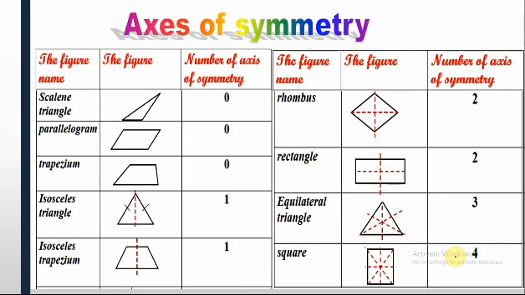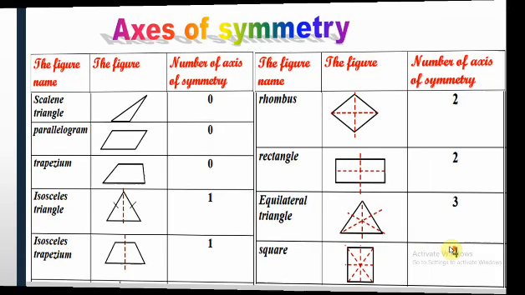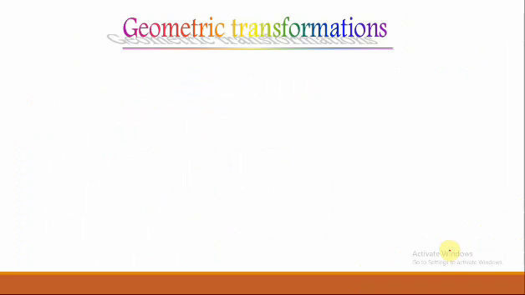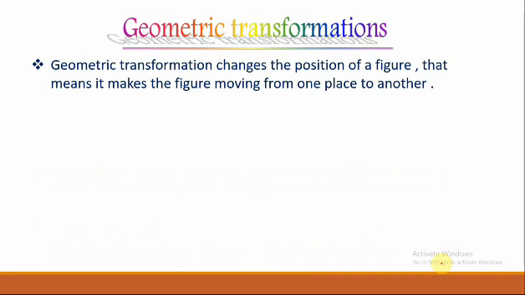I know that you are saying we learned this before in grade 4, why are we saying it again? The axis of symmetry is going to help us in a new topic. This topic is called geometric transformations. What is a geometric transformation? A geometric transformation is a change in the position of the figure, which means it makes the figure move from one place to another. I'm taking a shape and moving it.